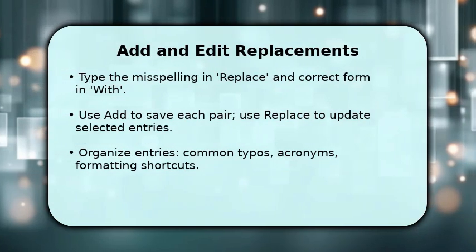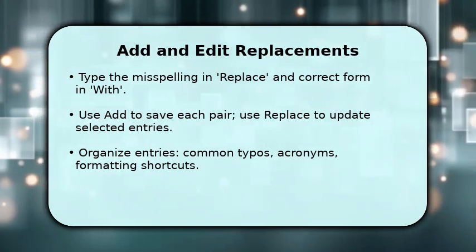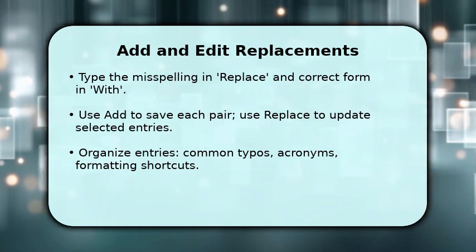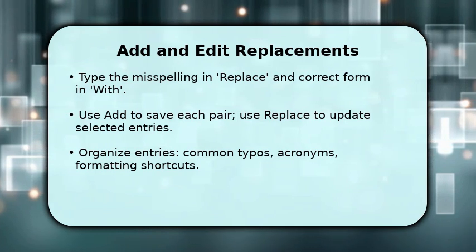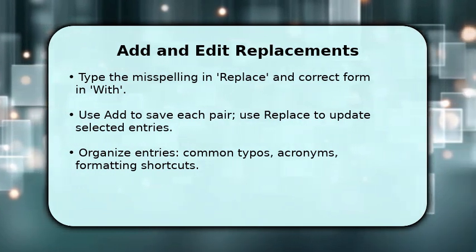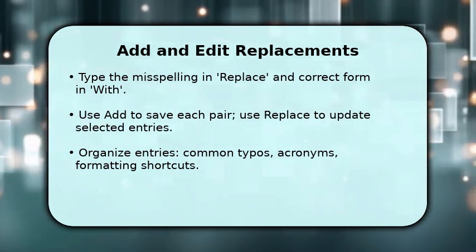Now you add actionable pairs. In Replace, type the typo or shortcut. In With, type the correct word, punctuation, or full phrase. Click Add to save each new pair. Select an existing entry and click Replace if you want to modify it.